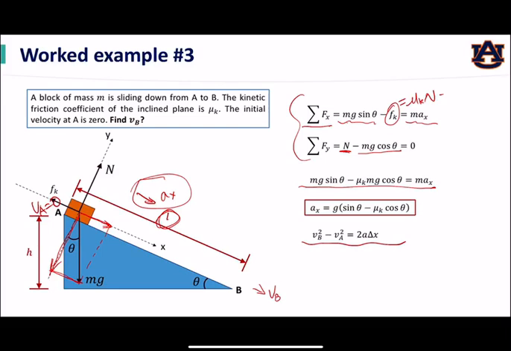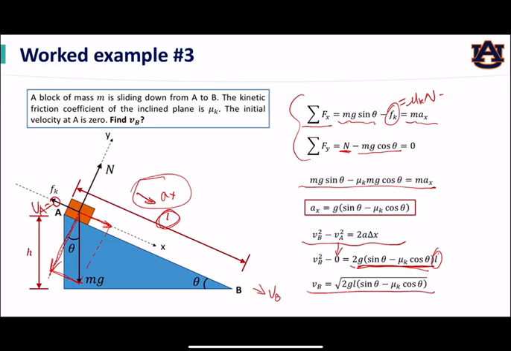So let's plug in the values we have. v_A is 0, and a here is a_x, and the displacement delta x is L. With this equation, we can also arrive at the final velocity v_B, and it is exactly the same as what we found from the perspective of energy.